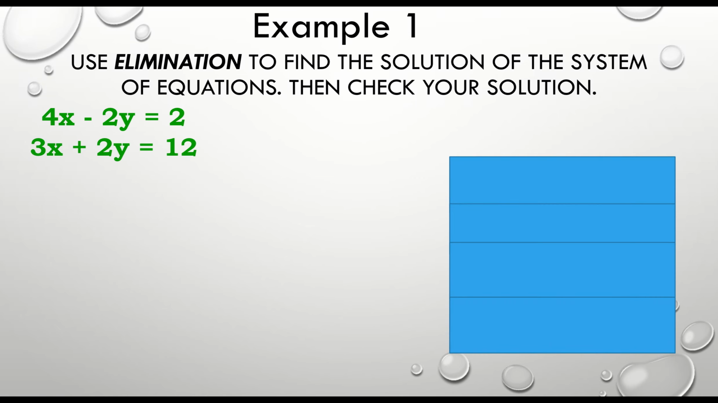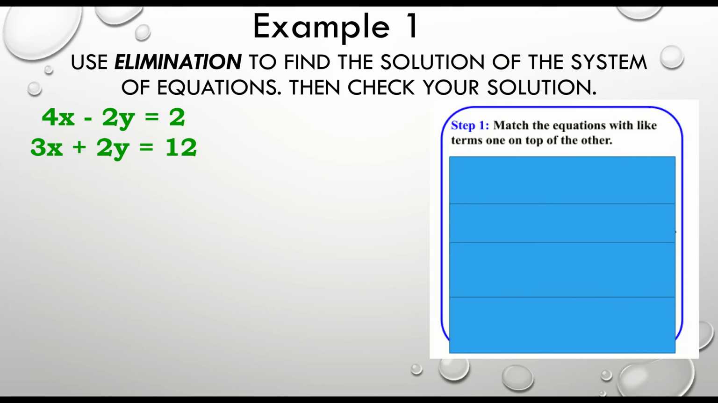The first thing that you're always going to want to do, regardless of the equations that you have, is to match the equations with like terms, with one equation on top of the other. So for example here, you'll notice that I put the 4x over the 3x and the negative 2y over the plus 2y, and then the equals over the equals and the constants over the constants. So I'm matching up my variables. That's one of the key parts: match your variables up.